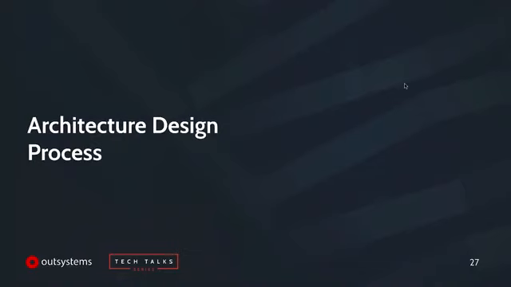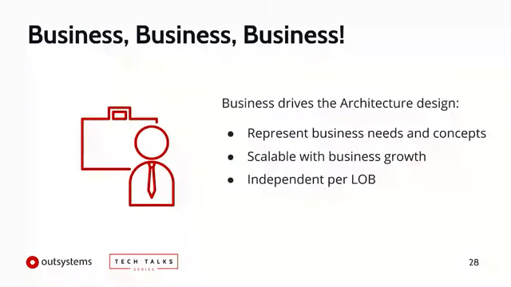Now let's follow the process of designing an architecture following the Canvas principles. It's fundamental that your architecture is aligned with business goals. Business must orient architecture. Only by translating business needs and concepts will the architecture allow us to evolve and scale up with business, while ensuring independent life cycles between different lines of business.